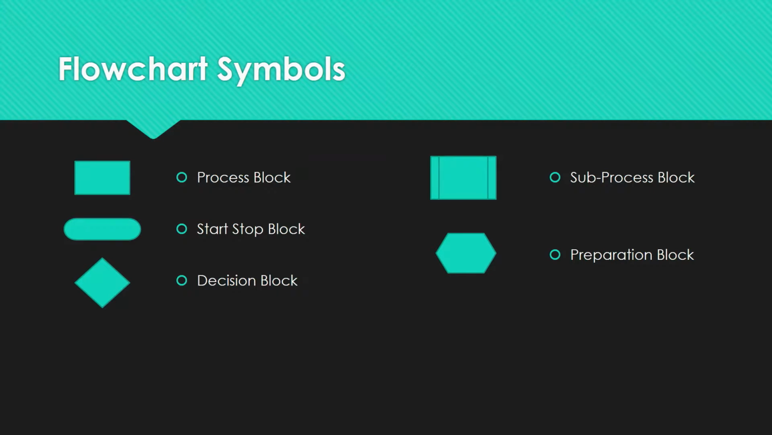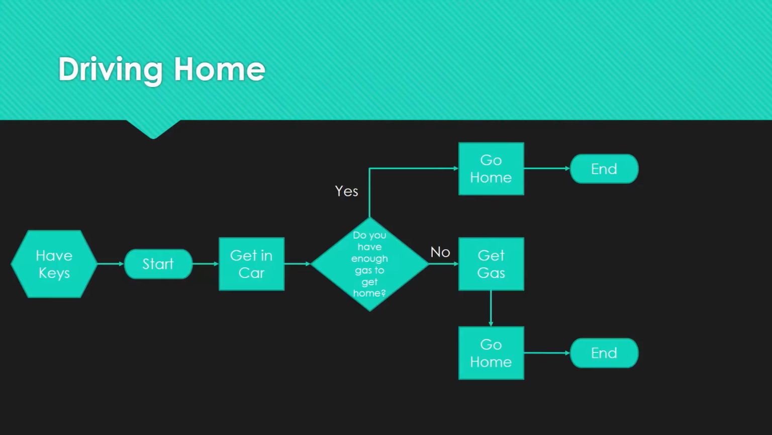Here are a few common flowchart symbols. We have process blocks, stop and start blocks, decision blocks, sub-process blocks, and preparation blocks. There are many more blocks that can be used in flowcharts, but these are the most common and most useful.